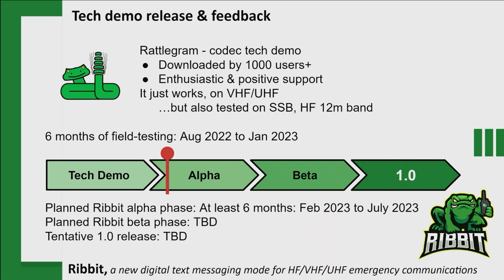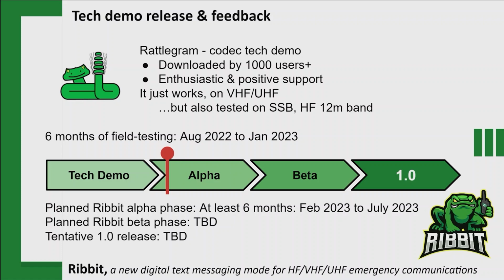And what we have now is we've stopped all efforts on Rattlegram. We stopped developing Rattlegram because it's a tech demo. Its purpose was just to show proof of concept, and it achieved beyond that. So over the last almost 2 months, we put all of our effort on the Ribbit alpha release. And what I'm going to do is show what Ribbit does differently than Rattlegram.